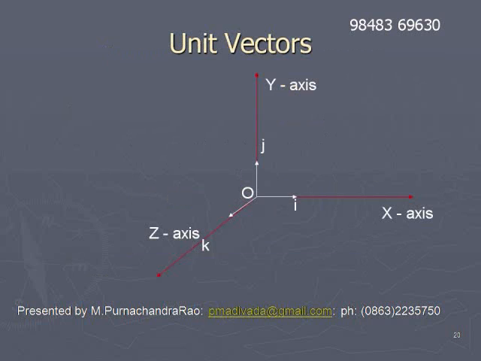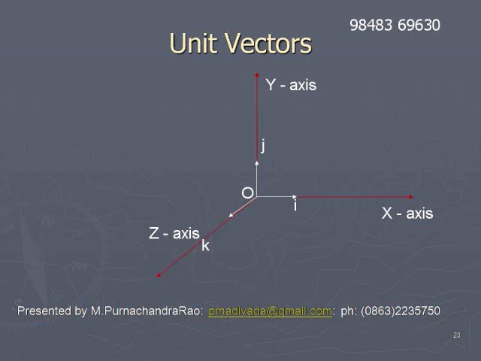Unit vectors, orthogonal unit vectors. We represent three unit vectors along the x, y and z axis. They are named i, j, k. We take three unit vectors along the x-axis, y-axis and z-axis.